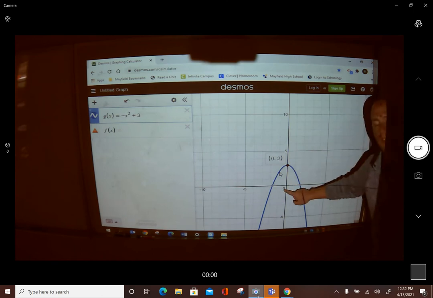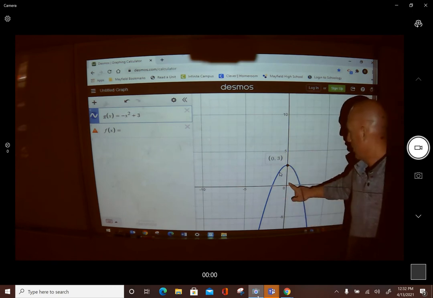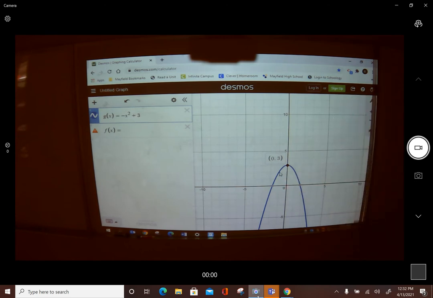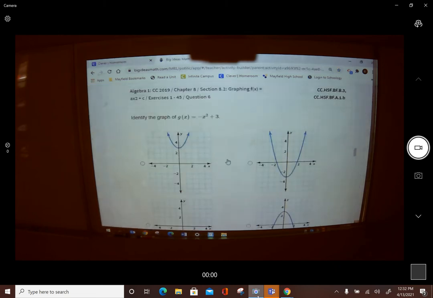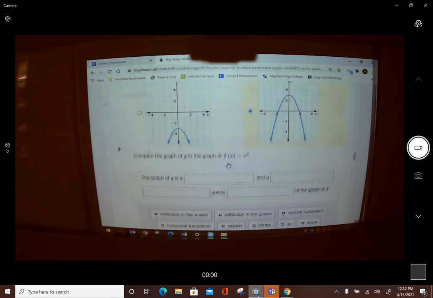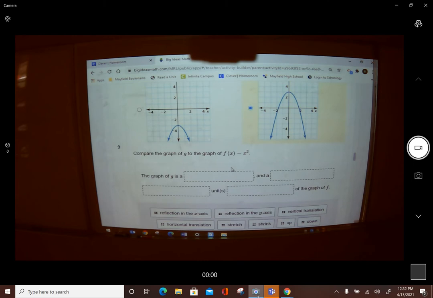And if you wanted to, you could check out the x-intercepts as well. But this should be enough points: (-1, 2), (0, 3), and (1, 2). So now, let's find the graph. Well, we know it can't be those ones because it has to be pointed down. And then the vertex was at (0, 3), so it can't be that one. So it had to be here. Okay?